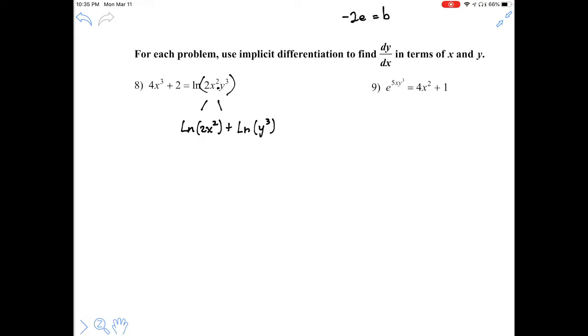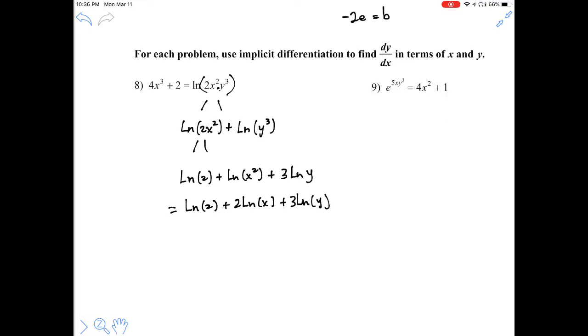And then we can keep going and expand this one into natural log of 2 plus natural log of x squared. And then we can actually move that 3 down in front and call that 3 times natural log of y. And then we could actually move that 2 down in front and get natural log of 2 plus 2 natural log of x plus 3 natural log of y equals, and then over here we've got what we started with.